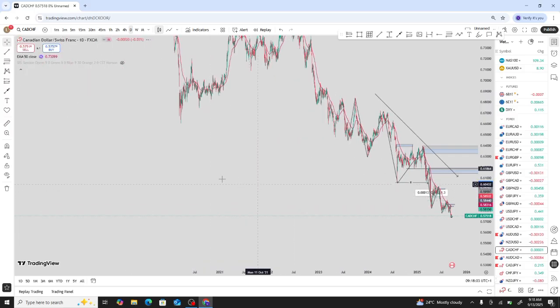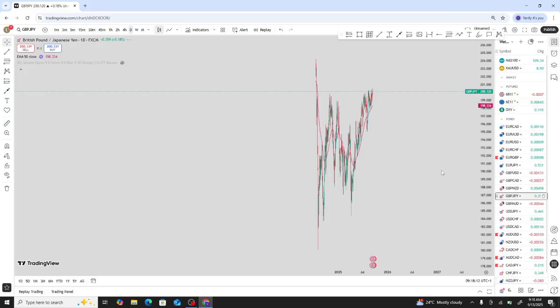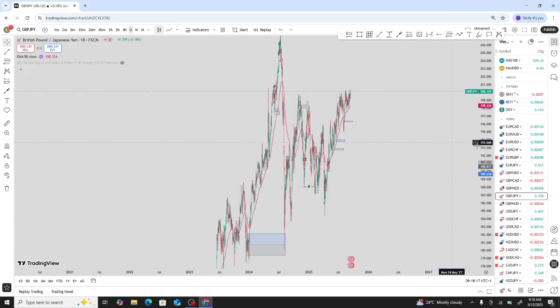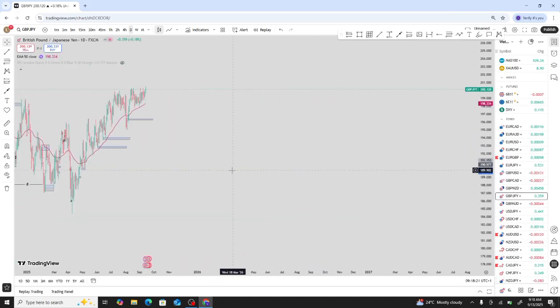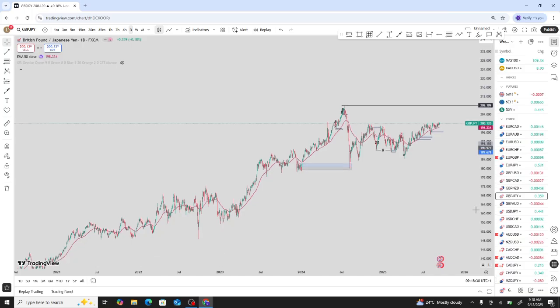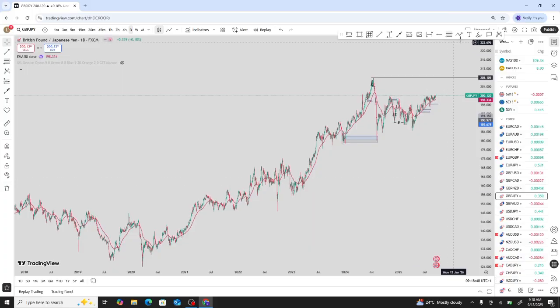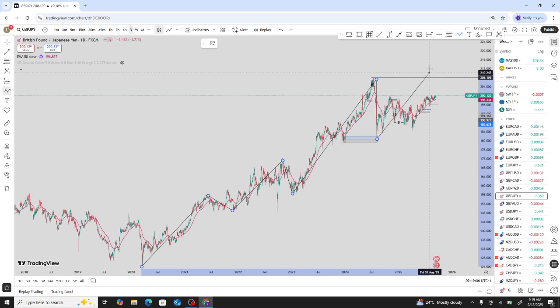I'll open another chart right now. Let's say GBP/JPY. This is GBP/JPY on a daily time frame. So what do you think is happening over here? What trend do you think is happening over here? This is an uptrend, a clean uptrend. Why is it an uptrend? It is an uptrend because the market has been doing a series of higher highs and higher lows, and is still going to do a higher high.